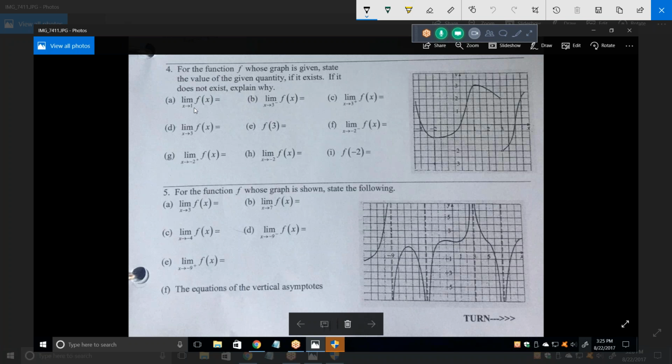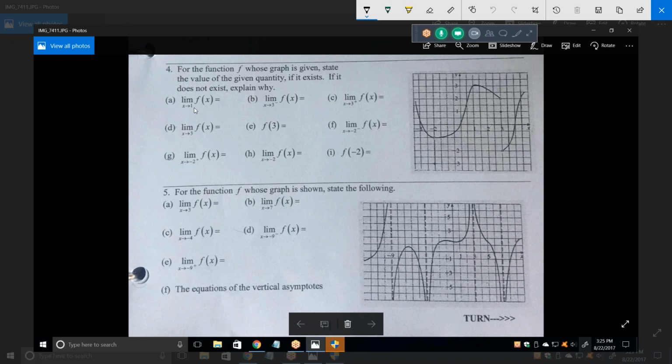Now, all 9 of these questions, you're going to have to answer, well, what happens when it approaches that number from the left, and what happens when it approaches from the right? Remember, it only exists if they're the same. If they're not the same, then it doesn't exist. So you're going to have 3 answers. You're going to have approach from the left, you're going to have approach from the right. If they're the same, then it exists, and that's our answer. Well, let's look at the first one.